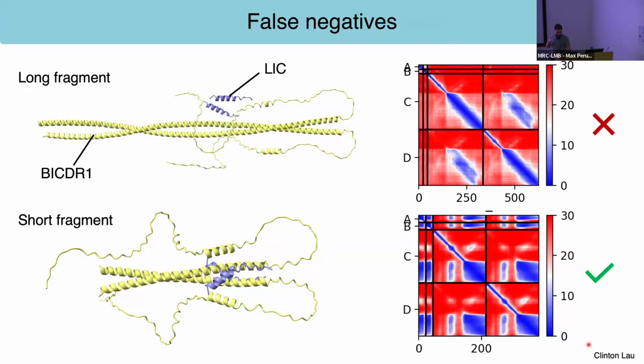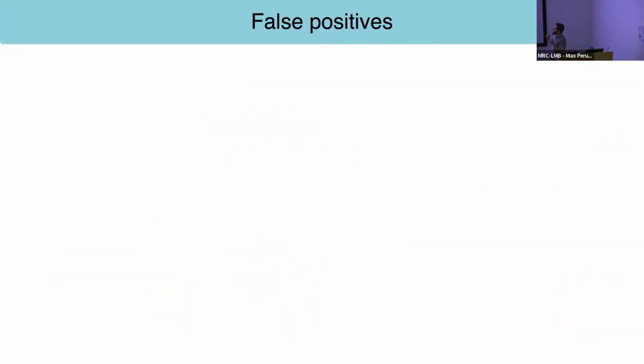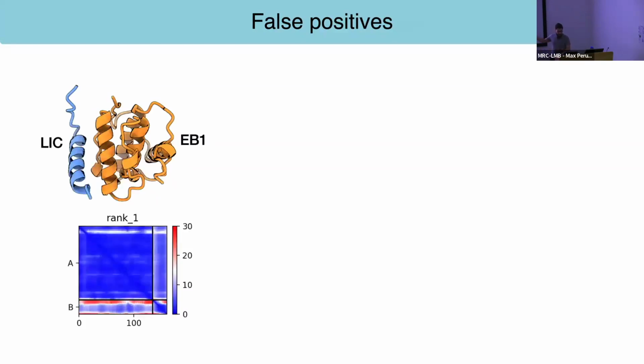What's more concerning is a false positive. These are things that AlphaFold predicts to interact, but don't actually interact in reality. So here's an example of, again, this light intermediate chain peptide that is predicted to interact with this EB1 protein. You see the PAEs in the corners here are quite high. The PAEs are low, excuse me. So the confidence is quite high, whereas we have biochemical evidence that these things should not interact.